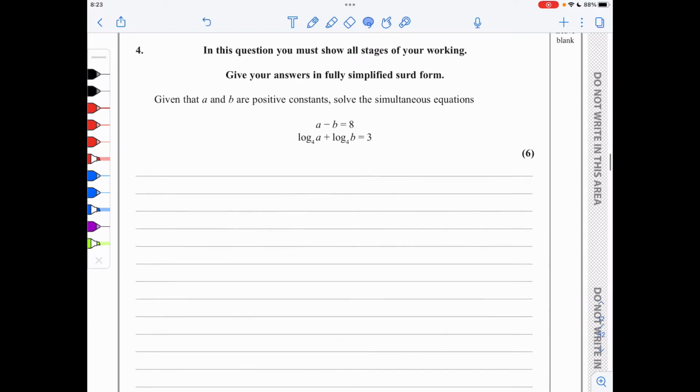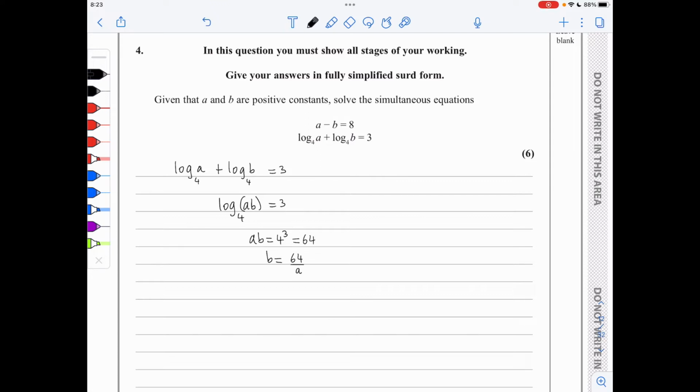In question 4, we need to solve the two simultaneous equations, given that A and B are positive constants. So starting with the second one, log of A base 4 plus log of B base 4 is equal to 3. I can combine this into a single logarithm. Log of AB base 4 is equal to 3, and therefore AB is 4 to the 3, which is 64. And I can say that B is 64 over A.